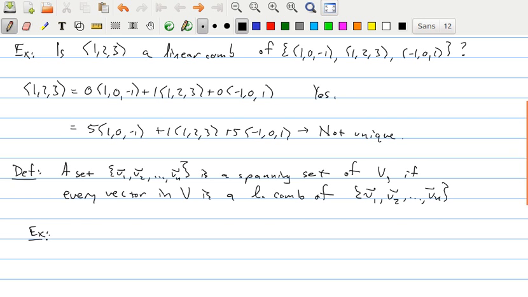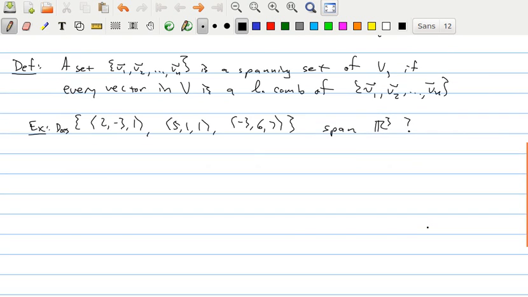So, for example, let's see if some sets are spanning sets. Suppose we have (2, -3, 1), (5, 1, 1), and (-3, 6, 7). If we want to know if this is a spanning set, so does this set right here span R3? Well, if it spans R3, that means that any vector in R3 must be a linear combination of these three vectors. So let's take a generic vector in R3. So let v be in R3. That means it has components v1, v2, v3. And we must be able to write this as a combination of these three vectors. So it must be a1 times the first vector plus a2 times the second vector plus a3 times the third vector.